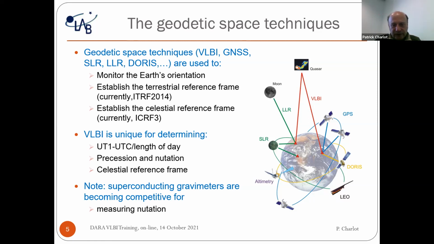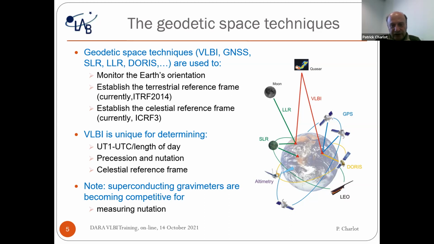As I said, with these techniques you can monitor the Earth orientation, establish the terrestrial frame, and establish the celestial reference frame. These are the three main products. And I would like to emphasize that VLBI is unique for determining some parameters among all these. UT1 minus UTC, which basically is the length of day: the satellite techniques cannot do this on the long term and with a precision similar to VLBI. So VLBI is really unique to monitor the rotation of the Earth.